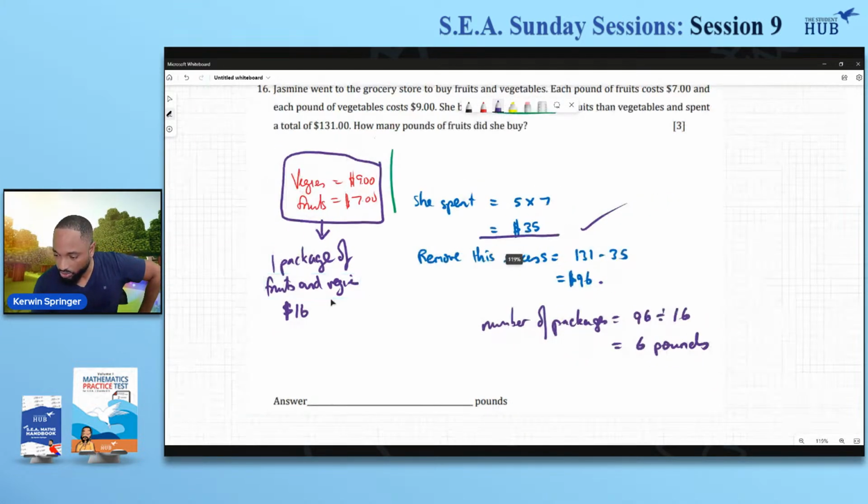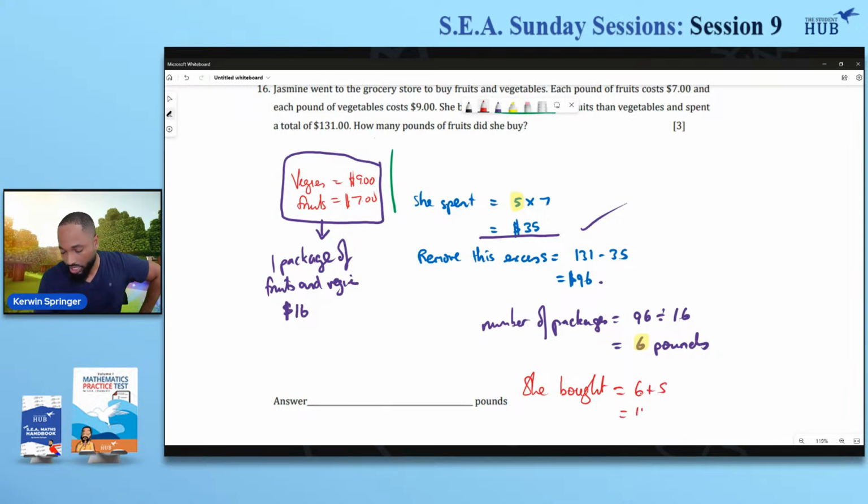So how many pounds of fruits did she buy? Well, she bought the 6 pounds plus the initial 5 pounds that we removed. So she bought 11 pounds. You catch that question? This was a different approach. First time we used this approach in this session. We did one like this, I think 2 weeks ago or something like that. 11 pounds. Nice question.